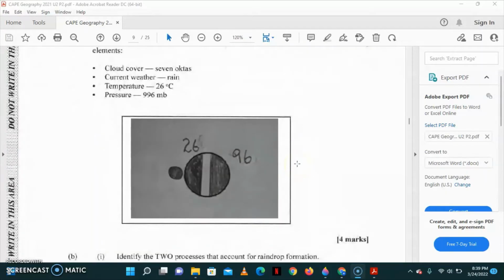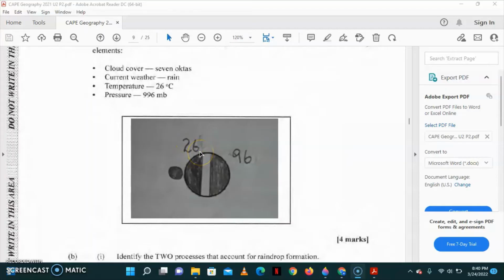Now, the picture here is showing us how the station model should look. In the middle, that is where you will have your cloud cover. Remember, it is 7 octas, hence 7 octas should look this way. The current weather condition is rain, and the rain is just a dot. And then the temperature, which is 26 degrees, is located right here.